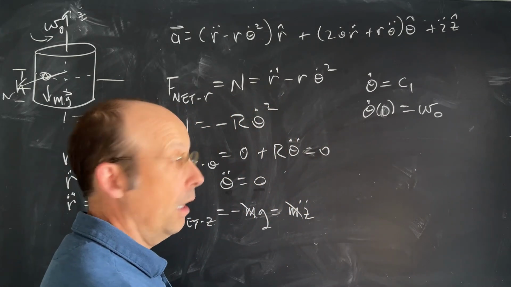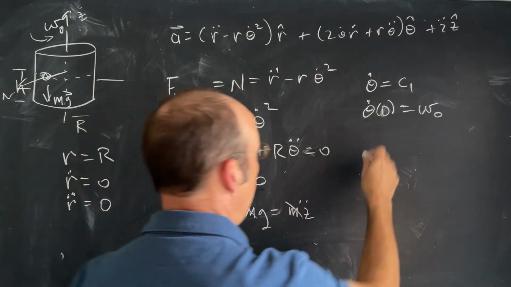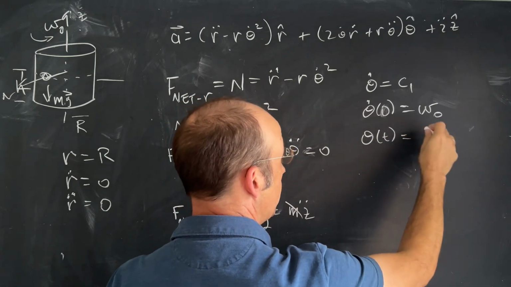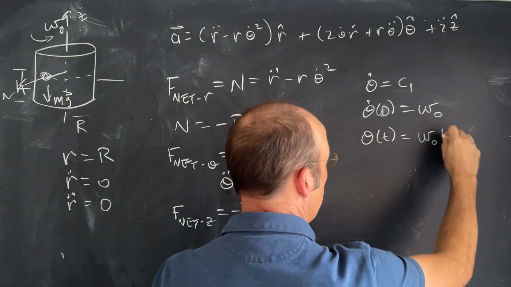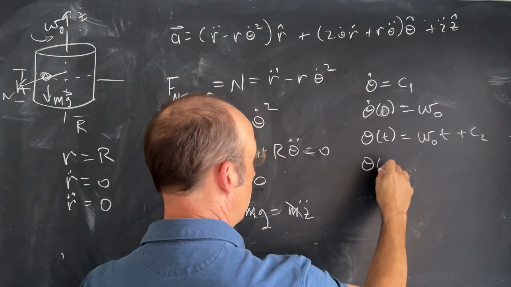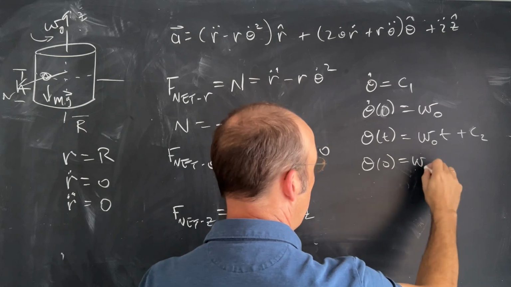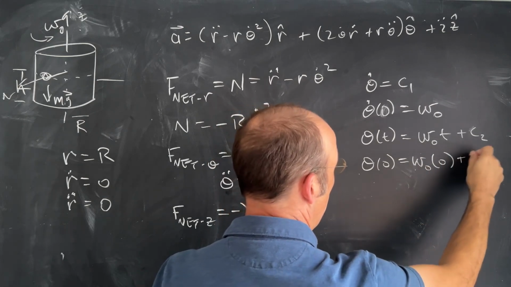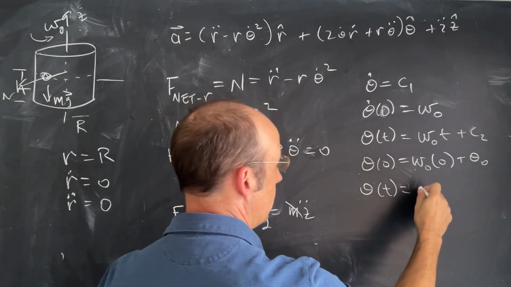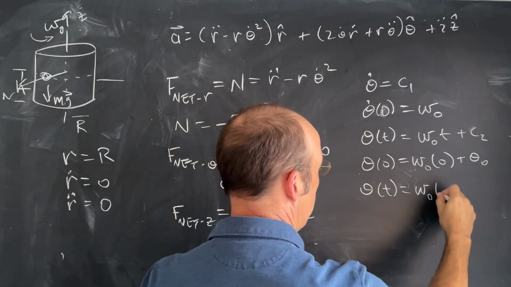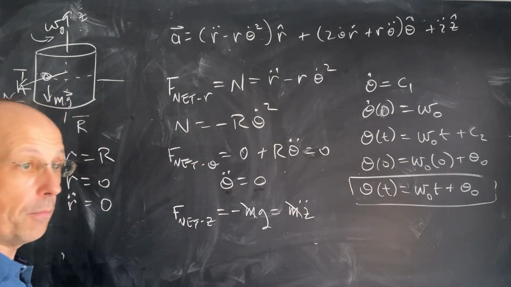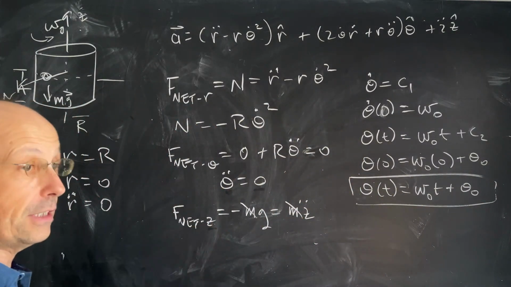So I know that. Now let's find theta as a function of time by integrating again with respect to time. Theta as a function of time is going to be equal to omega 0 t plus another constant, C2. Let's put in theta 0 as omega naught times 0 plus theta naught. So now I have theta as a function of t is omega naught t plus theta 0. So I have my theta equation of motion. That's pretty nice. Let's do the same thing for z.